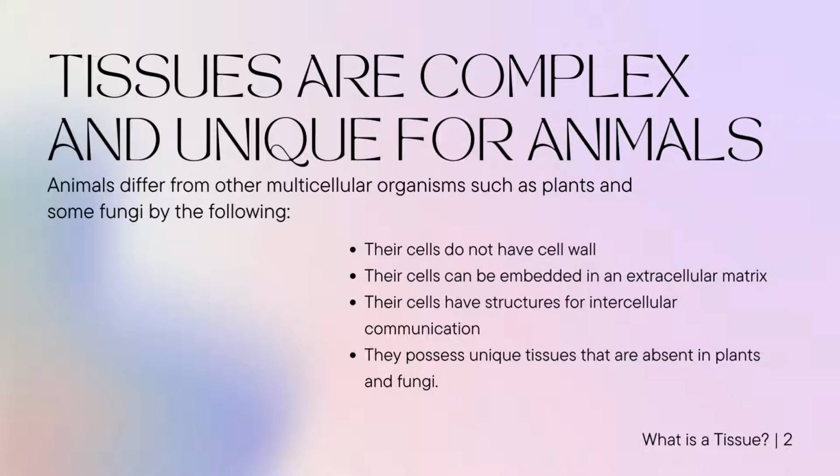Some of the tissues that we will talk about later on are very unique to animals only. For example, tissues for movement, or muscle tissues, are very unique to animals only. Also, tissues for coordination, such as the nervous tissue, are very unique to animals. Other organisms don't have muscles or nervous tissues.